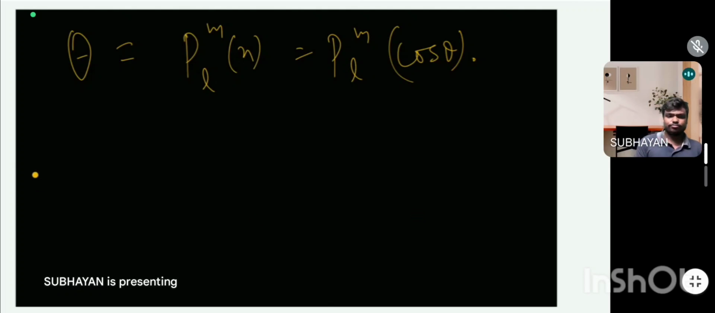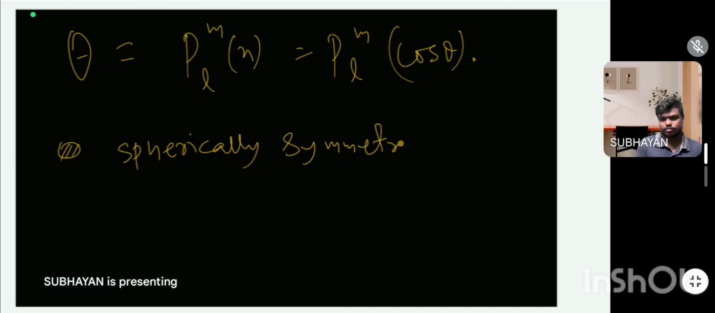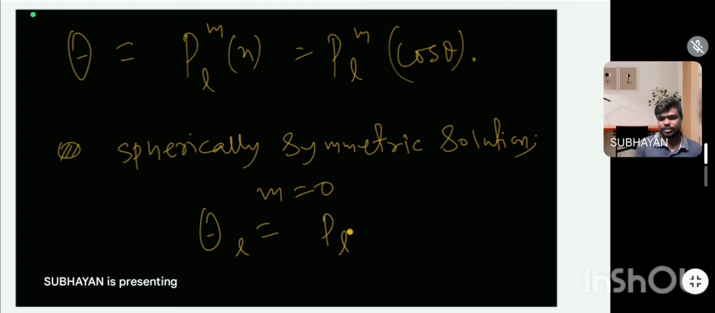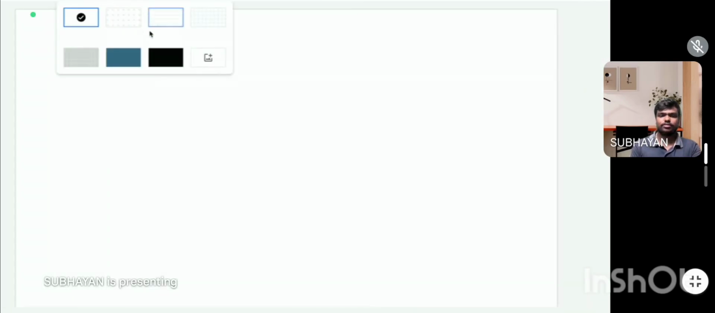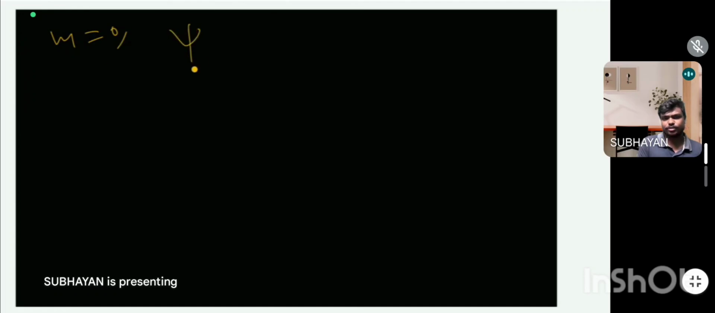So now, for spherically symmetric solution, you have m equal to 0, then theta, capital Theta L, it will be P_L0, that means actually P_L, the original Legendre polynomial P_L of cos theta. Okay. So the complete solution, if you put m equal to 0, then psi will be 1, or a constant, because m equal to 0.